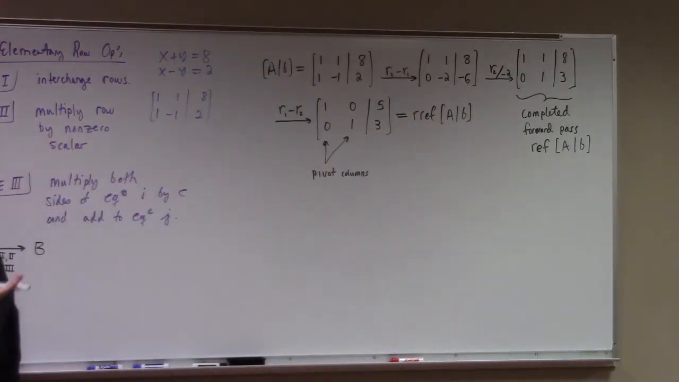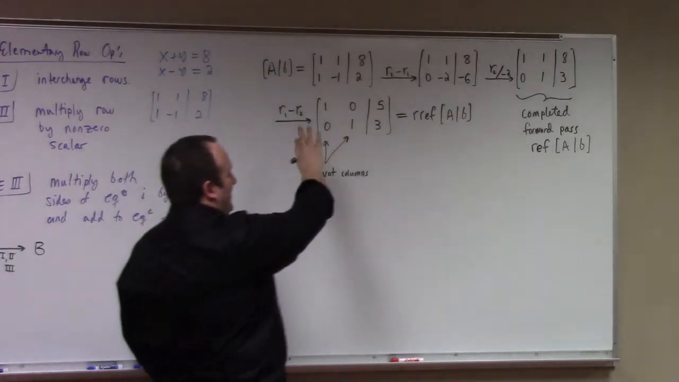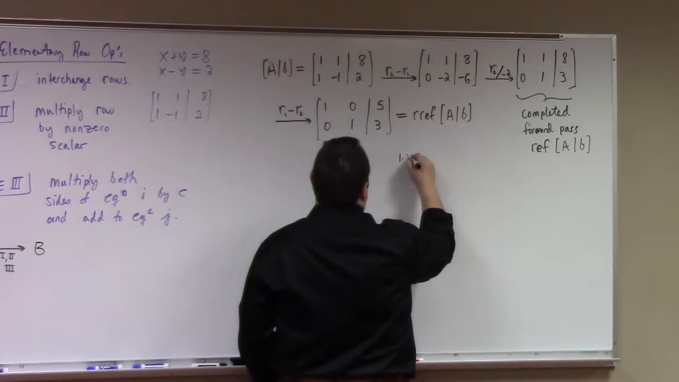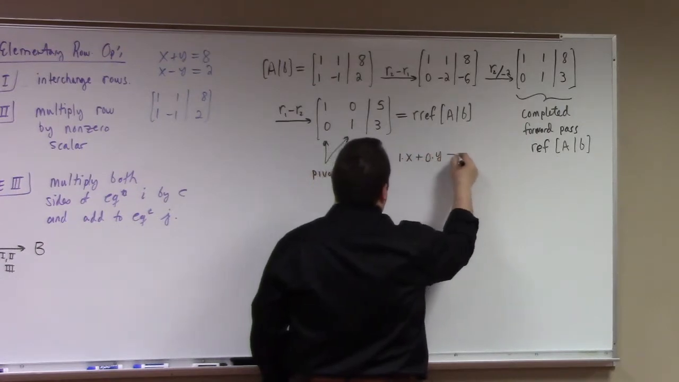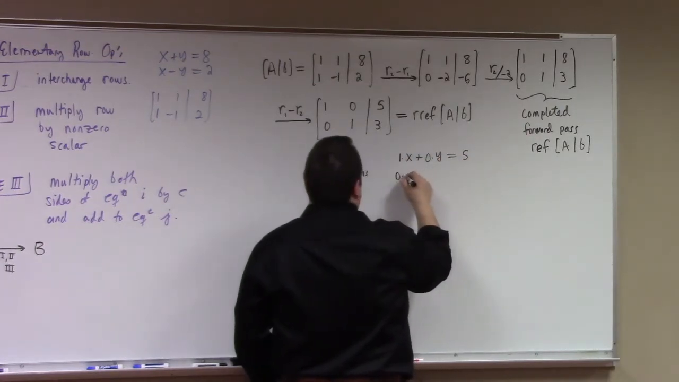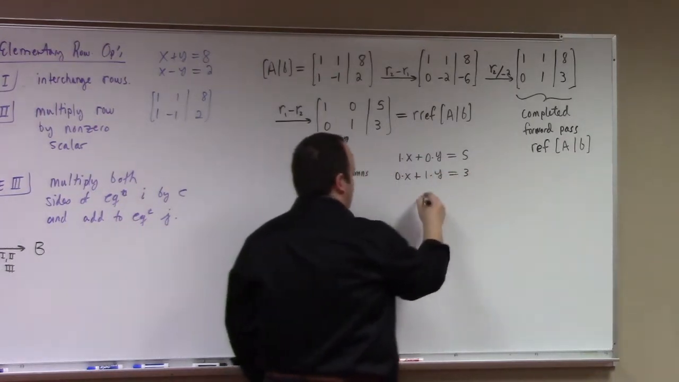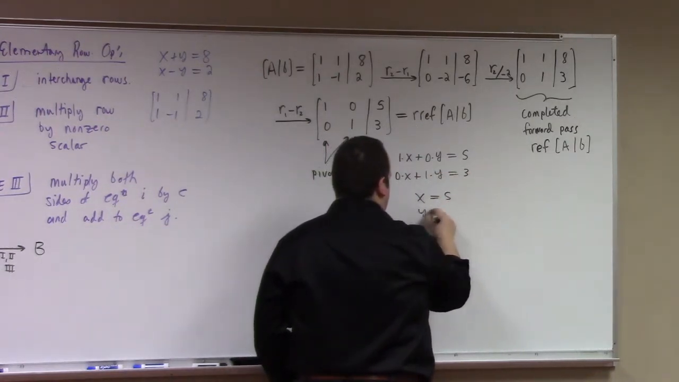We can read the solution set to the system unambiguously from the reduced row echelon form. I mean, this augmented coefficient matrix is equivalent to what system of equations? 1 times x plus 0 times y equals 5. 0 times x plus 1 times y equals 3. So apparently, x equals 5 and y equals 3. What do you know?